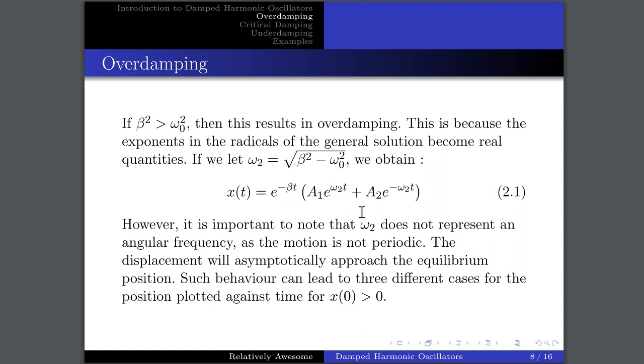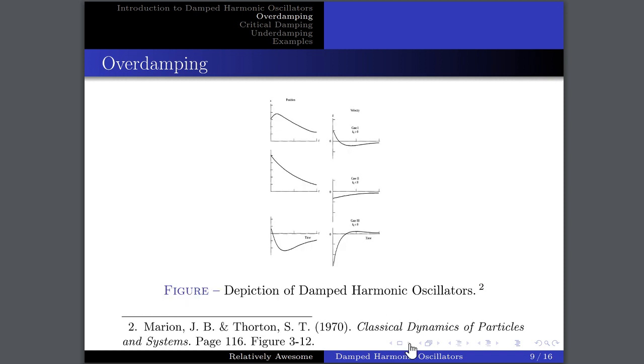However, it is important to note that omega sub 2 does not represent an angular frequency, as the motion is not periodic. The displacement will asymptotically approach the equilibrium position, and such behaviors can lead to three different cases for the position plotted against time. Given that the initial condition at time 0, the displacement is greater than 0. Firstly, let us look at the first case, where the velocity at time 0 is greater than 0.